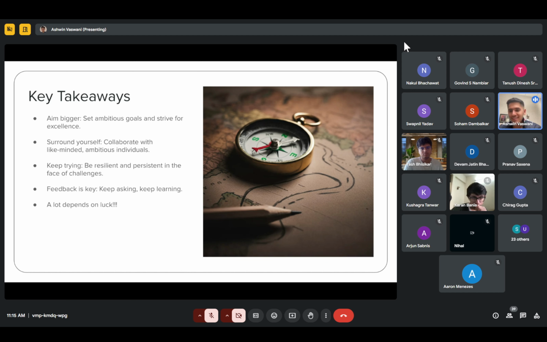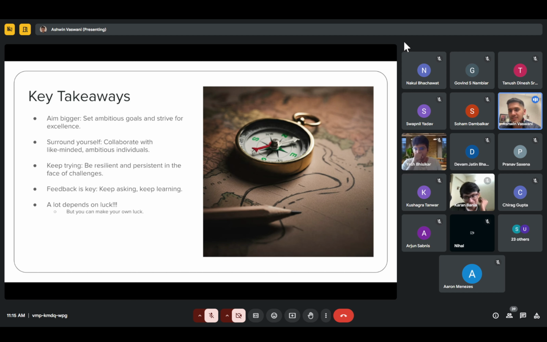A lot depends on luck. Honestly, a lot of the opportunities you'll get are just out of luck. Sometimes you'll feel unlucky, like hard luck, not well done by you. You'll think some things are favoring other people. A lot of those things are not in your hands. But the good thing in your hands is you can make your own luck.